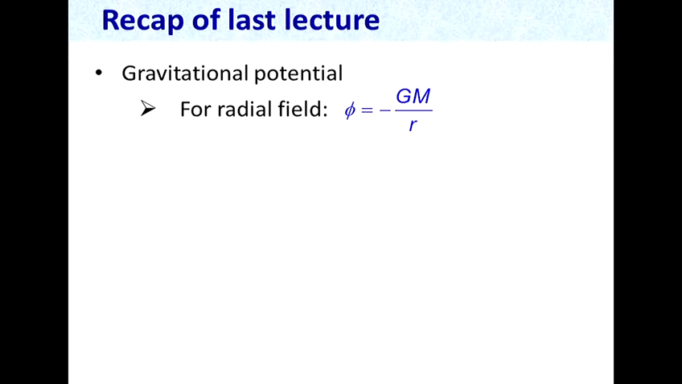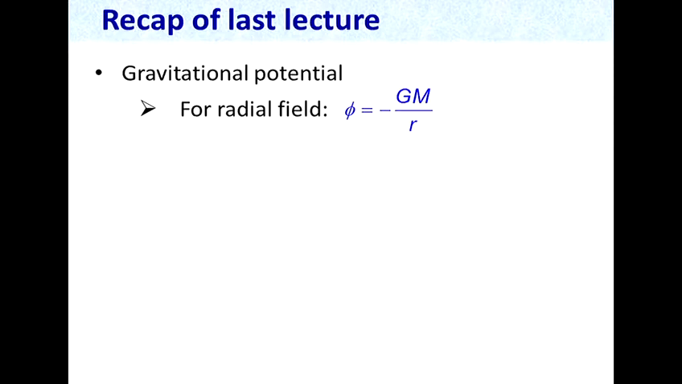Right, and then we say that if the source mass is a sphere or a point mass, that means its gravitational field will be radial in nature. The field lines will point inward towards the center of the mass. And for that kind of situation, the potential equation can be written in this form, minus GM over r. Big M here is the mass of the source mass.